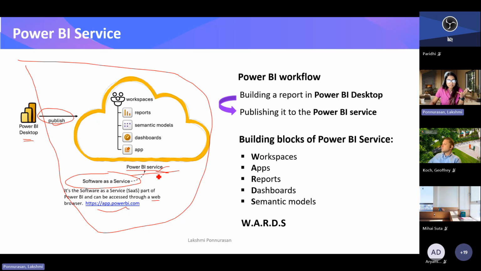Now, what does Power BI service have? Power BI service has these building blocks: workspace, reports, semantic model, dashboards, and apps. So I just have a quick acronym that I use. I call it WORDS. So whenever you see building blocks of Power BI service, keep this in mind. WORDS. What are these? Workspace, apps, reports, dashboards, and semantic models. So a quick thing to take back from here. What is the workflow, or how do you publish it on Power BI service? This image is going to answer that question. What are the building blocks of Power BI service? This image is going to answer your question. So, a very important slide to keep in mind.